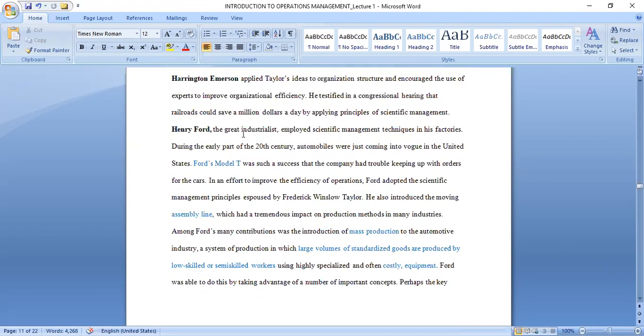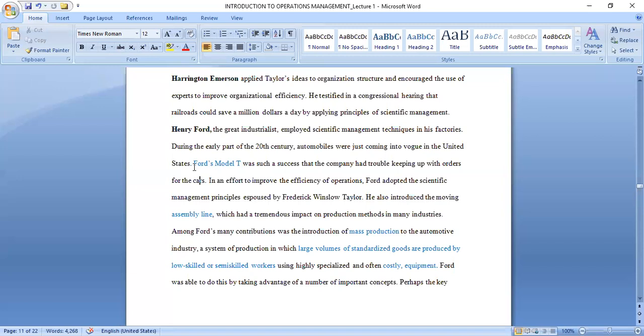And then we also had another pioneer under the scientific management era by the name of Henry Ford. Henry Ford was an industrialist, and he also employed scientific management techniques. And one of the outstanding things that Henry Ford did is that he introduced an automobile, or what I would call a car or a vehicle. He introduced an automobile because he was an industrialist.